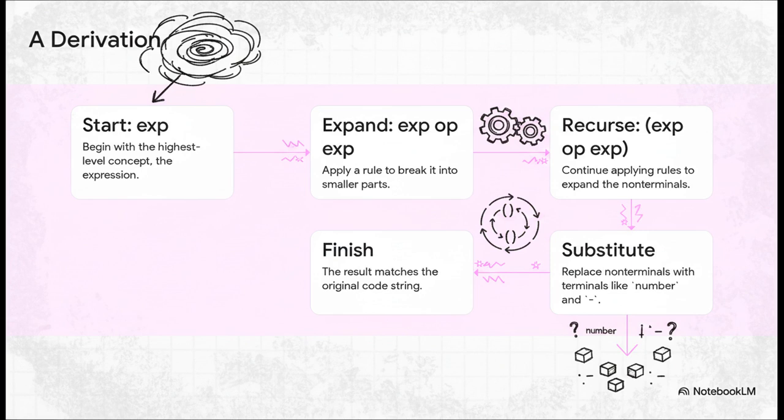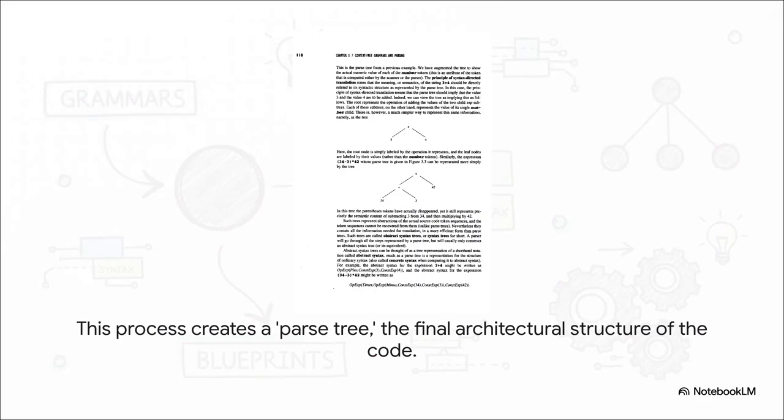It's like unpacking a nested box. The rule says an x can become x op x. Great. Then it can take one of those expressions and turn it into alt x. And it just keeps going over and over, replacing the abstract parts with more concrete ones until there's nothing abstract left, just the actual symbols from our code. And what you're left with after all that unpacking is this beautiful structure. It's called a parse tree. And this tree is the final blueprint. It's the computer's complete, structured, totally unambiguous understanding of how our little line of code is put together.